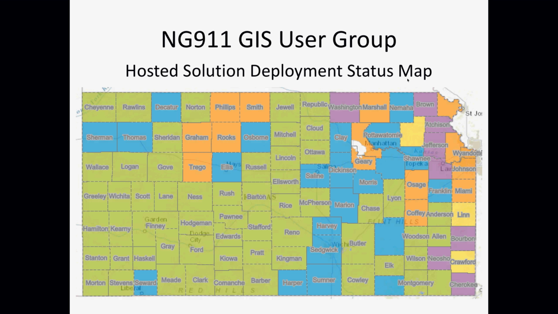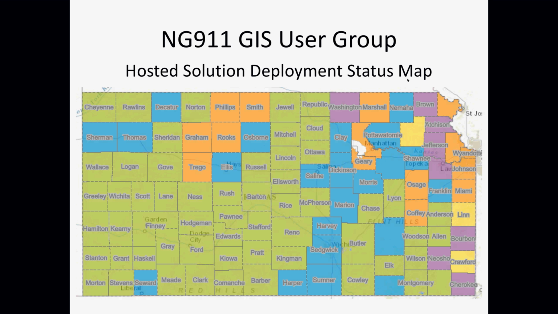So those are the green counties. The blue counties are the counties that have signed an agreement to come onto the hosted solution. So they are just being scheduled, and they'll come on in the coming months. The orange counties have a different 911 solution at this time, so no plans, at least currently, to come on the solution. And the counties that are purple or yellow are either undecided or haven't expressed an intent on which direction they're going to go with their solution.